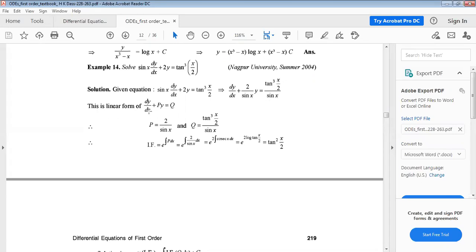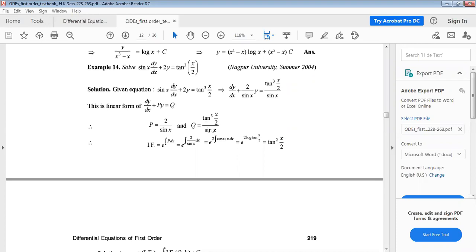This is the linear form dy/dx plus py equals q. This is actually the coefficient of y, what? 2 by sin x. This is the p, and this whole term is q, right? If you compare with this differential equation form, this is actually the linear differential equation of first order form. Now p equals 2 by sin x, and q equals tan cube x by 2 sin x.